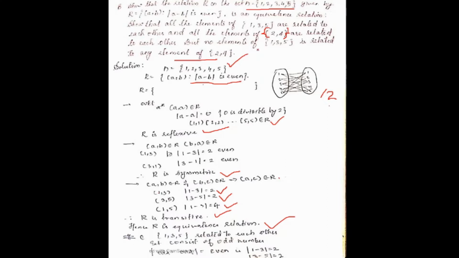Next, second part: show that all the elements of {1, 3, 5}, which is a subset of A, are related to each other. Don't think much about where it came from. First we'll check this one. So it's the set of odd numbers, right? Odd minus odd is even. So what numbers are there? 1, 3, 5. Mod 1 minus 3 is 2. Odd minus odd, even. 3 minus 5, mod 3 minus 5 is 2, divisible by 2, so even. So they are related to each other.